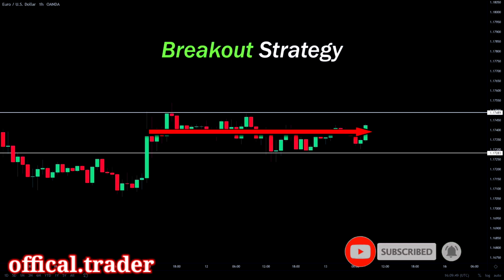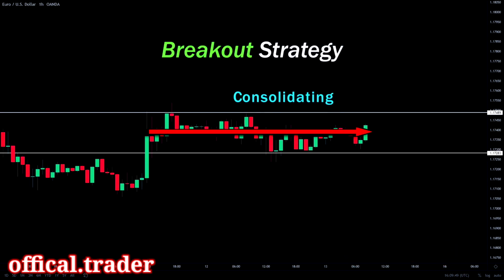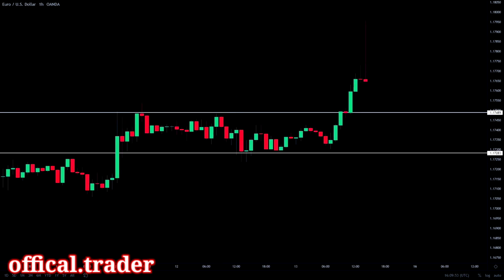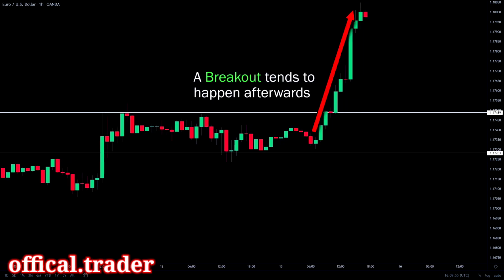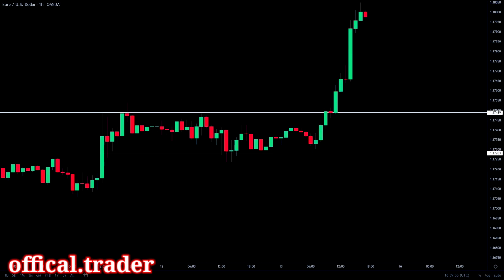And the reason for that is because if markets are moving on a narrow range like this, it indicates that the price is consolidating. And usually, after the price consolidates, a breakout tends to happen afterwards. So if you know how to trade breakouts effectively, you can enter a position before the breakout happens and make a profit. So this is how the strategy works.